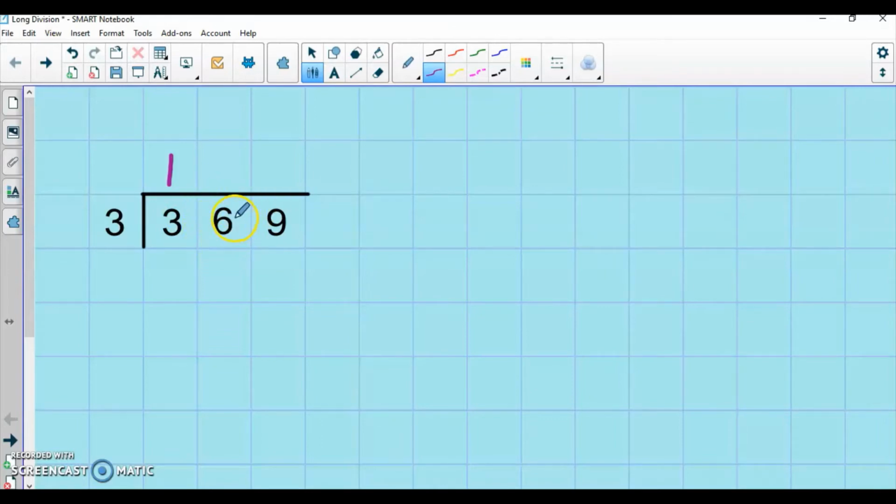When we're looking at this 6 tens, how many groups of 3 can I get of these 6 tens? Well, I can get 2 groups of 3 tens each. And then here I've got 9 ones. How many groups of 3 can I get out of those 9? I can get 3 groups. So there's my answer, 123.